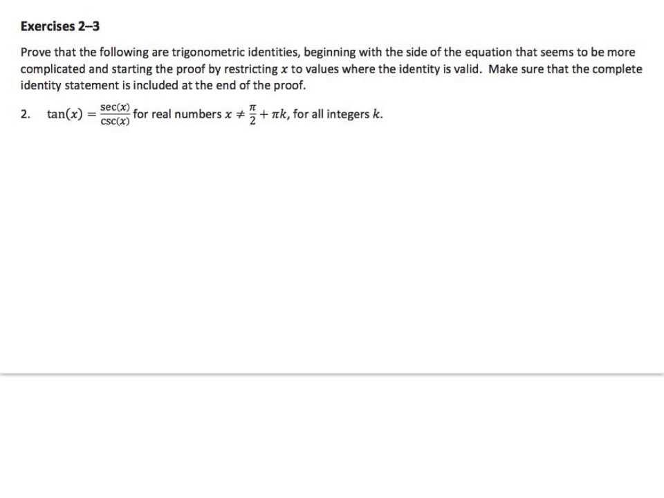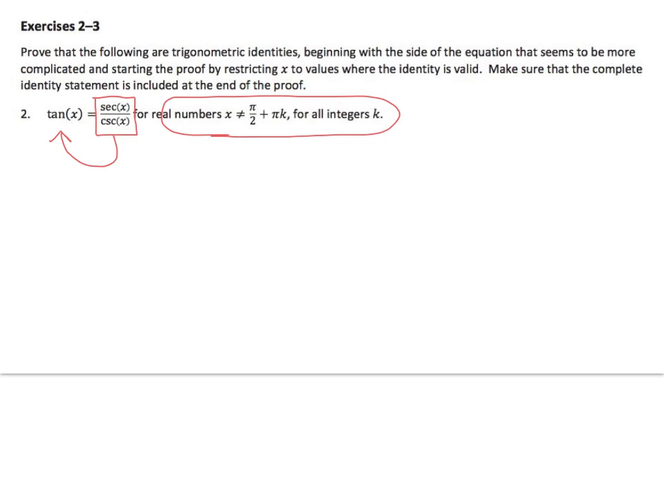So here I have tan x equals secant x over cosecant x, and there is my domain. So I'm going to grab the more complicated side and try to mess with it to get back to tan x. So I'm going to grab this and start messing with it to see if I can get back to that. What do we know about secant x and cosecant x?